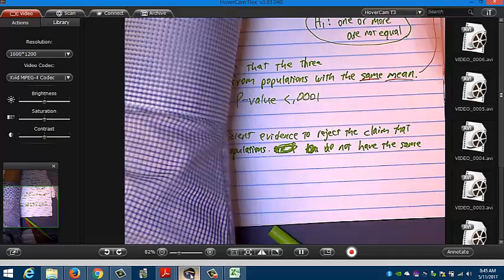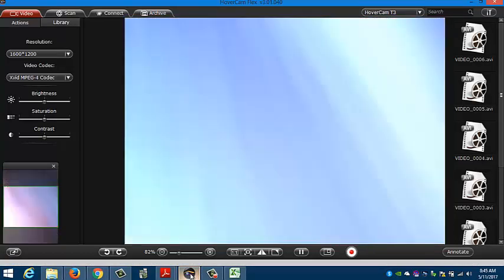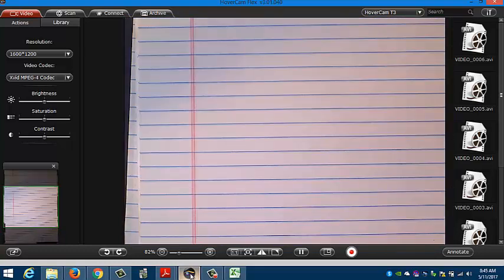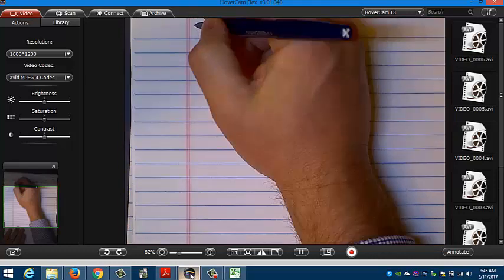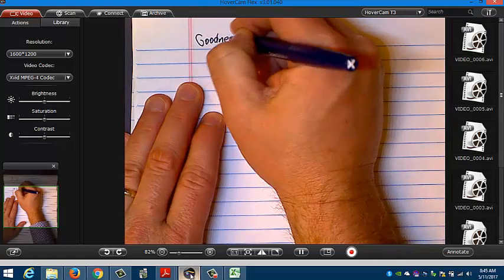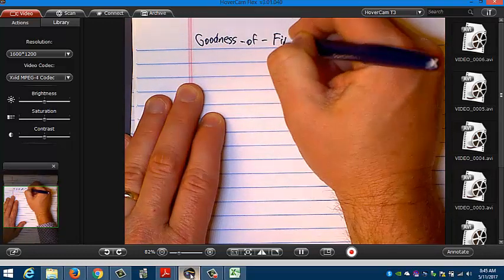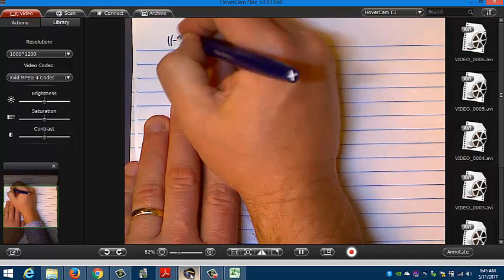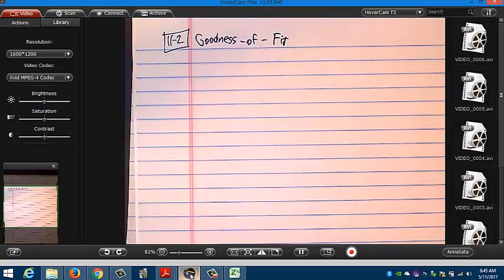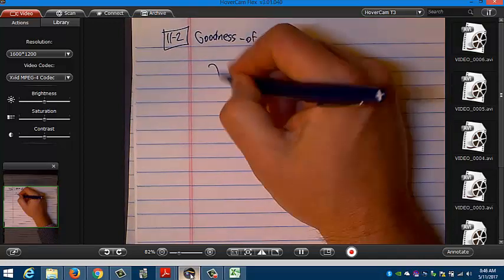So 11.2, page 567, really 566, I guess. Okay. So it's goodness of fit. What a great word, goodness. So what we have here is a brand new statistic, guys.